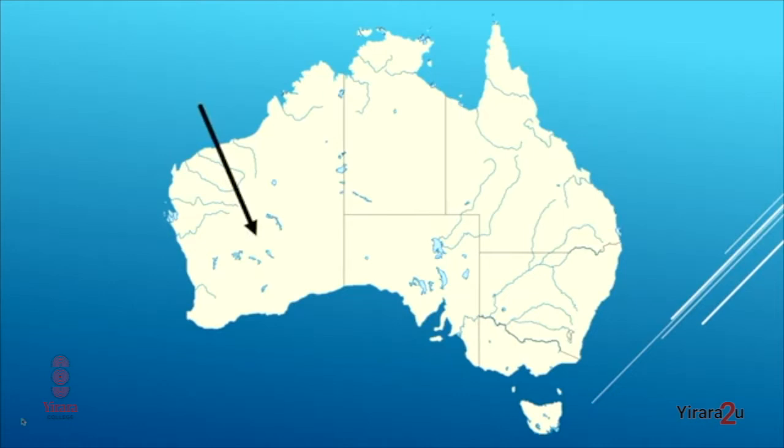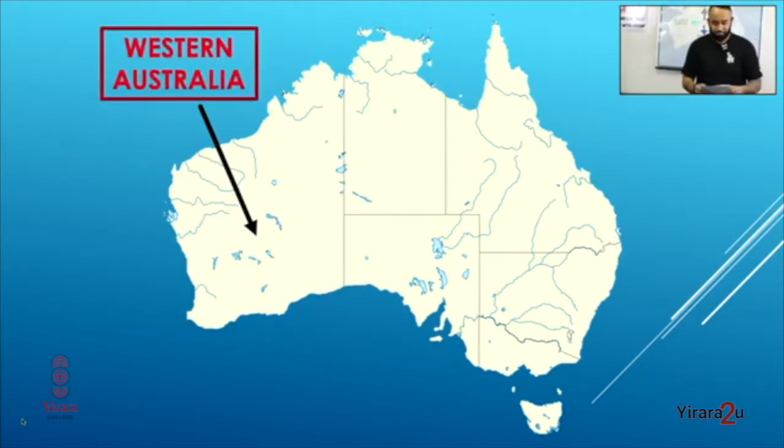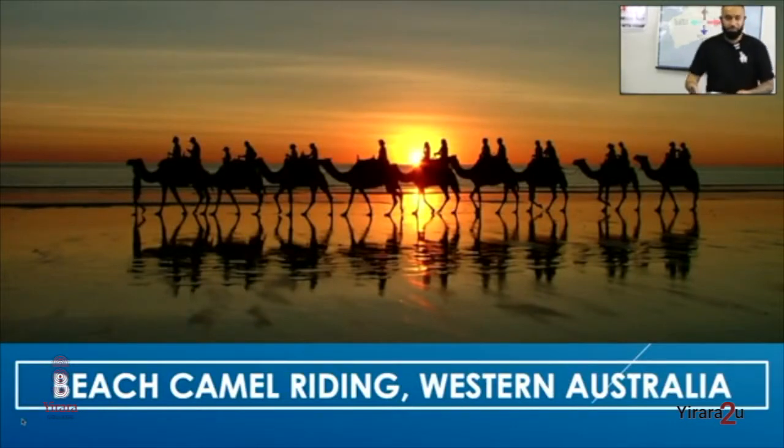So, as you can see, there's a black arrow pointing to the left side of the map. What part of the compass do you think that is? Yes, that's right. That's Western Australia. And one famous attraction that we see in Western Australia? That would be the beach camel riding in Broome. Yeah, beach camel riding in Broome. An awesome activity to do if you're ever to visit Western Australia. Let's have a look at the next part.